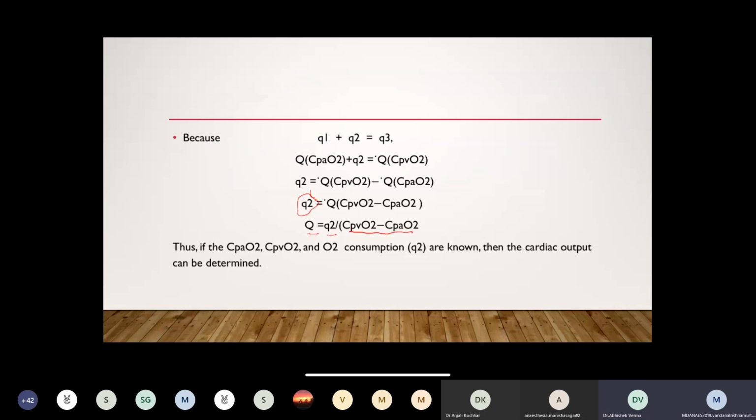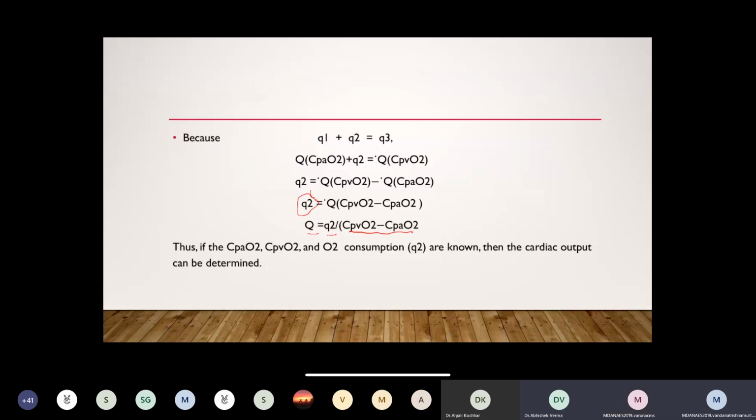Yes, Amir. Amir, are you there? Okay, Amir is not there. Anyone who can tell us about Fick's principle? Amir will be marked absent for today. Hello, sir, good afternoon. Varun here. Hi Varun, okay, tell us.